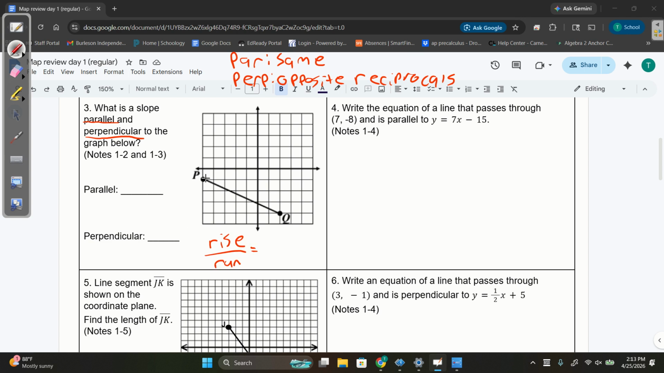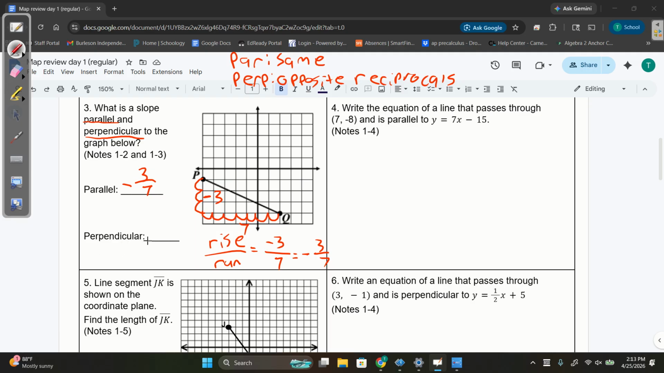So to go from P to Q, I've got to go down 1, 2, 3. Since I go down, it's going to be a negative rise. And I run 1, 2, 3, 4, 5, 6, 7. Now just a quick note, because the top is negative, I can say the entire fraction is negative. So this is negative 3/7. To have a parallel slope, I need to have the same slope as is here. So my parallel slope would be negative 3/7.